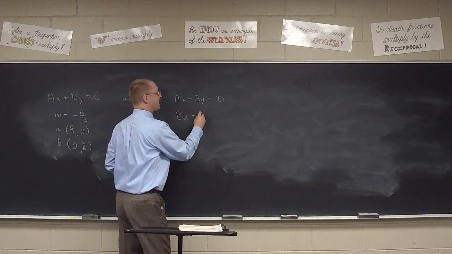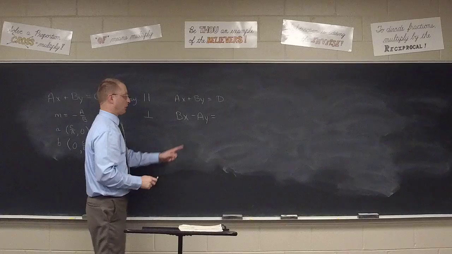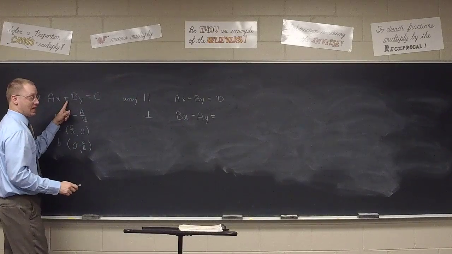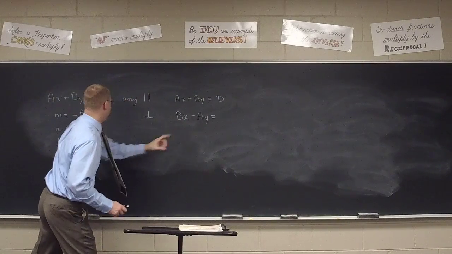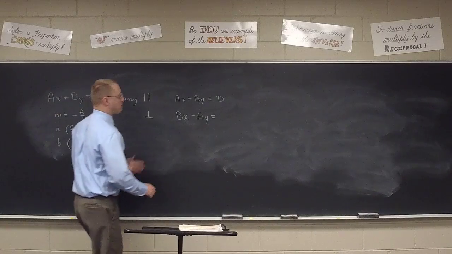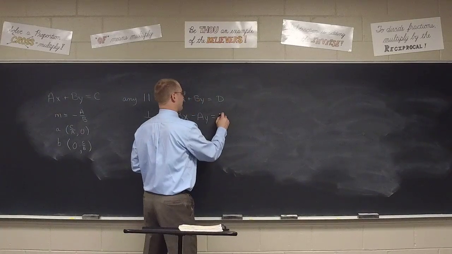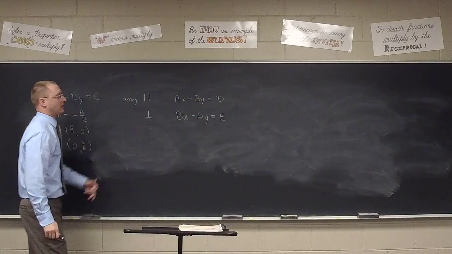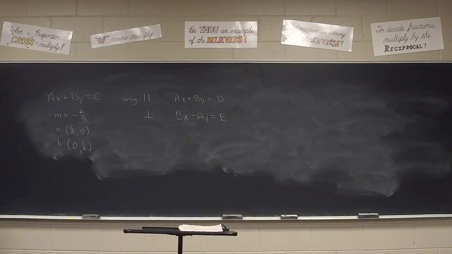Bx minus Ay, because remember, it's the negative reciprocal. So we have to change the sign. That gives you the negative. And then by flip-flopping them, you're taking the reciprocal. So Bx minus Ay again equals some random, we say E if we wanted to. Could we really put any letter there? Doesn't matter as long as it's capitalized.